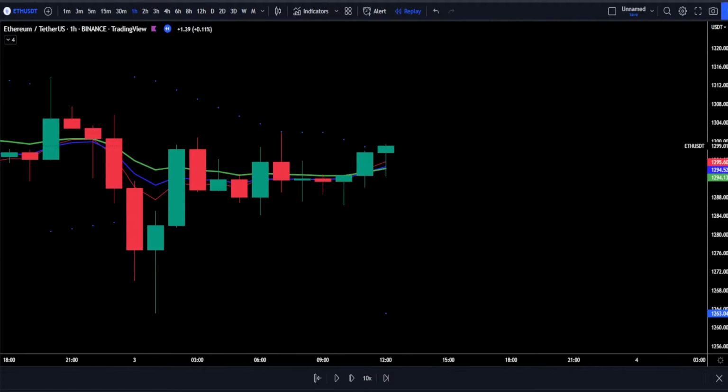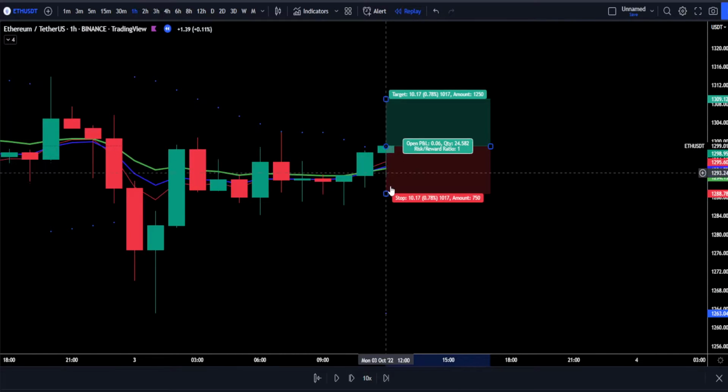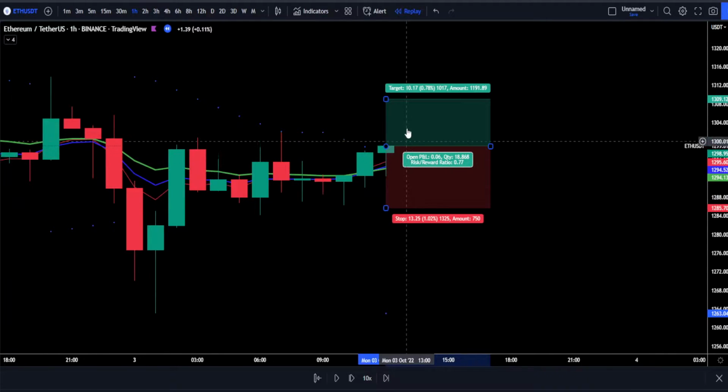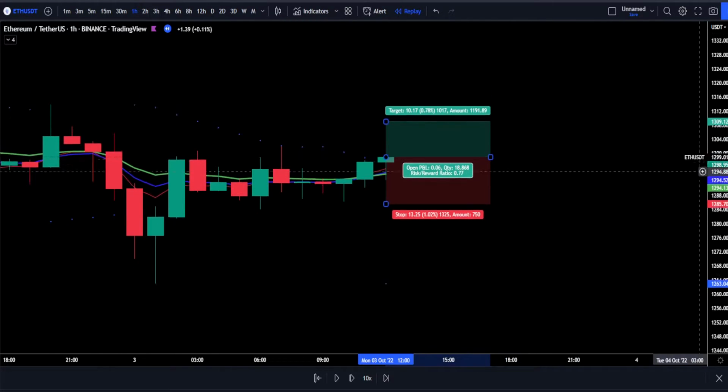A buy position will be opened on the close of our trigger candlestick. Our stop loss will be set slightly below our most recent swing low. And for this strategy, we're going to be targeting 3 times the risk.